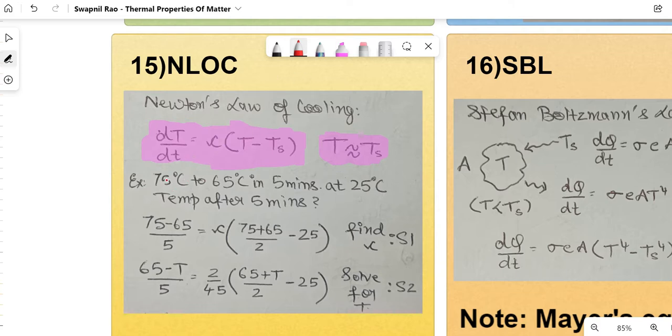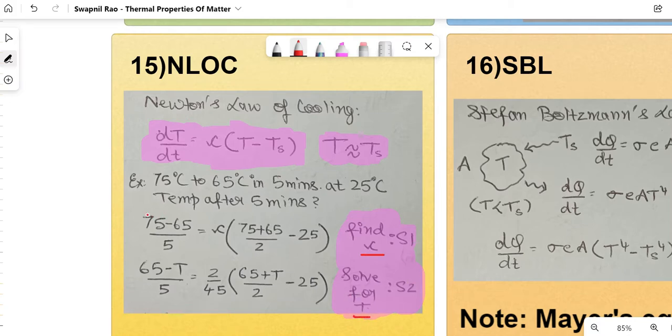So let's say there is an object which is cooling from 75 degrees Celsius to 65 degrees Celsius in 5 minutes at temperature 25 degrees Celsius, which is room temperature. If they've asked you what is the temperature after 5 minutes, you have to write two equations. I'm just going to highlight the equations which you have to know. First equation that you have to write is to solve and find small c, and then the next one would be to solve for capital T. That would be step number 2.